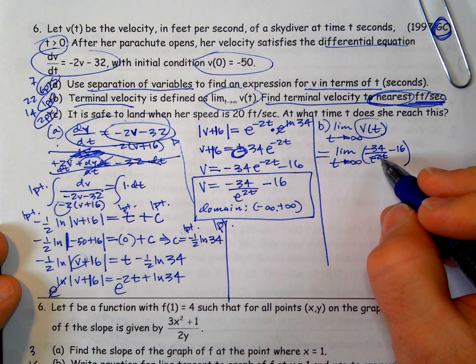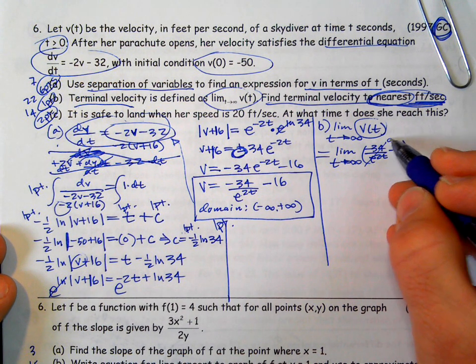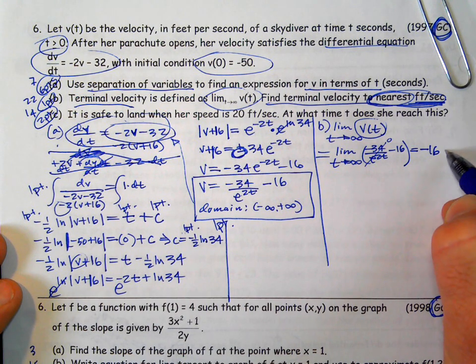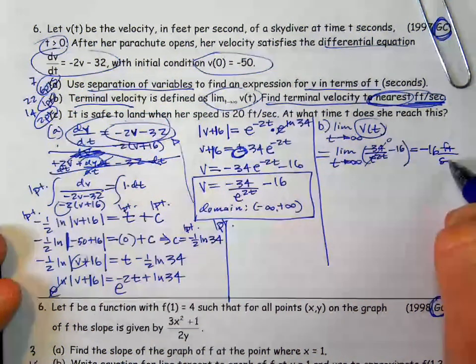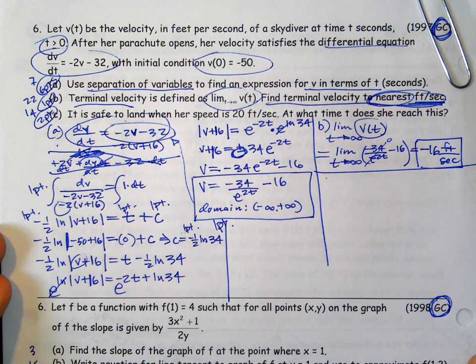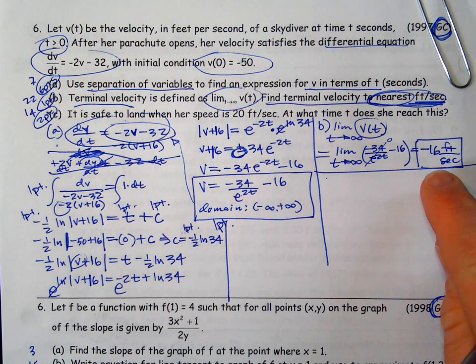But this denominator right here is going to blow up. This is going to go to 0, right? And there's going to be a -16 left. And the units are feet per second. So that's your answer, negative 16 feet per second. It should make sense because you're falling towards the ground. So you have a negative velocity because you're going downwards, but that's your terminal velocity.